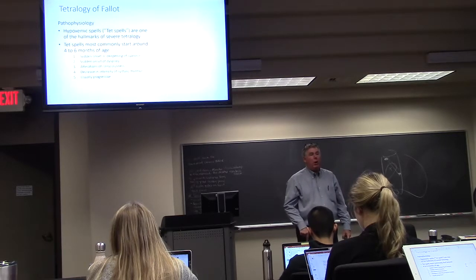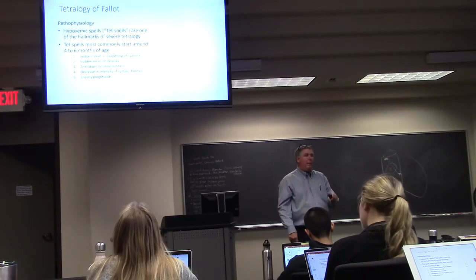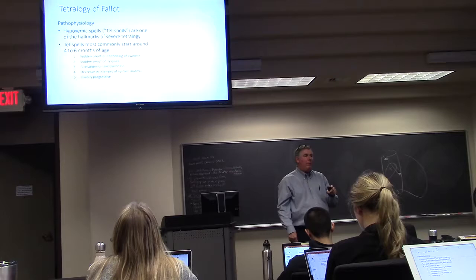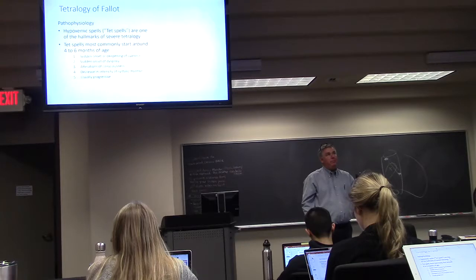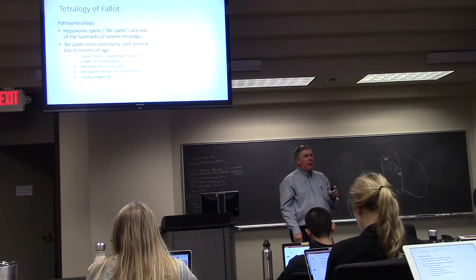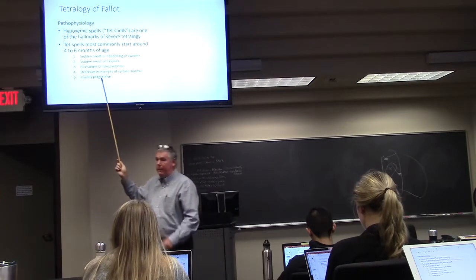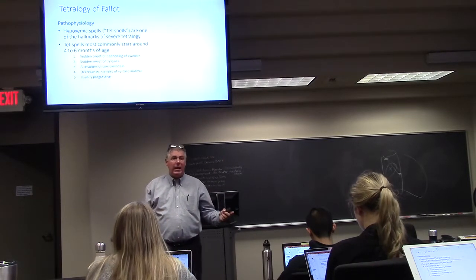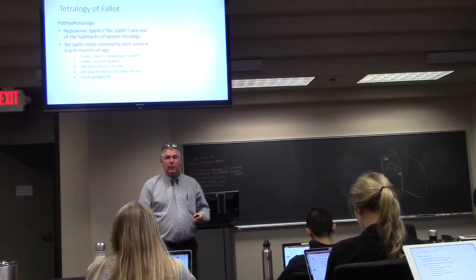TET spells occur in kids, and what they are is periods of cyanosis. This is one of the cyanotic problems. That's triggered by a change in systemic vascular resistance. Okay, these are the characteristics of TET spells here. So the kid could be eating and then go into this exacerbation of hypoxemia.